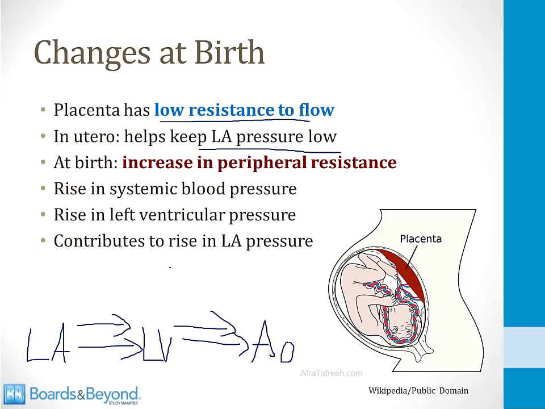Now at birth, when the placenta is lost, there's a rise in peripheral resistance. This is one of the physiologic changes that occurs at birth. This leads to a rise in systemic blood pressure. Basically, the afterload on the left ventricle goes up and the blood pressure rises. This leads to a rise in left ventricular pressure, and this in turn contributes to the rise in left atrial pressure that occurs at birth and helps to close the foramen ovale.